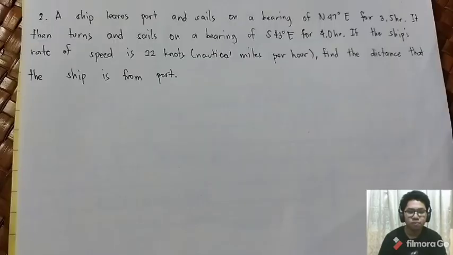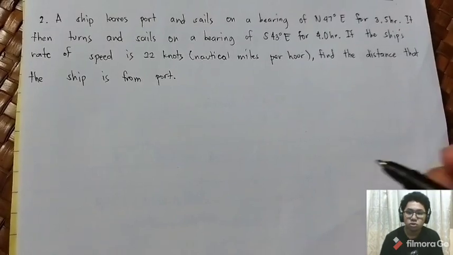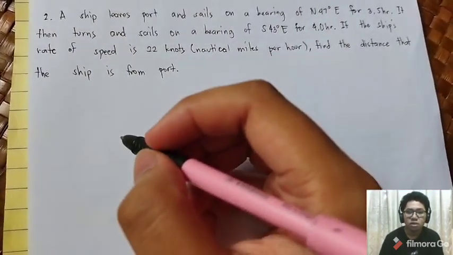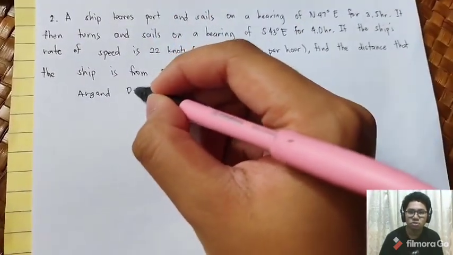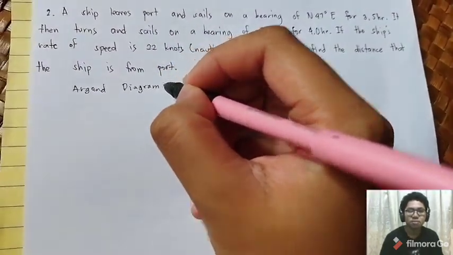Our second problem: a ship leaves port and sails on a bearing of north 47 degrees east for 3.5 hours. It then turns and sails on a bearing of south 43 degrees east for 4 hours. If the ship's rate of speed is 22 knots or nautical miles per hour, find the distance that the ship is from the port. So we can see that the given are the direction and the speed of the ship.